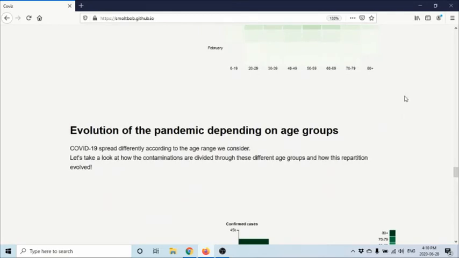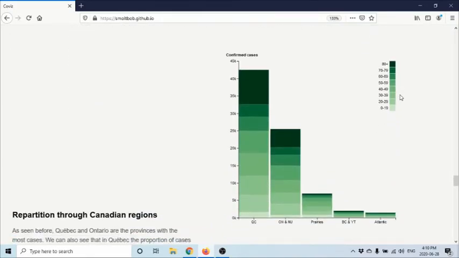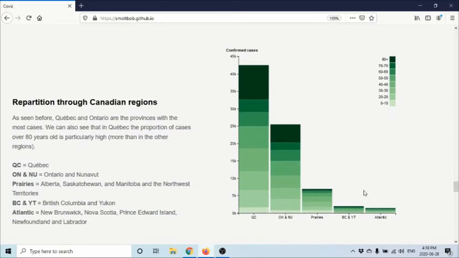Now, let's consider the evolution of the pandemic depending on the age groups. Now, our special interest goes to Quebec. As you see here, we have the different provinces, we have the number of confirmed cases, and we have the age groups. In a stacked bar chart, we try to say that in Quebec, the proportion of cases over 80 is particularly high, more than in other regions.